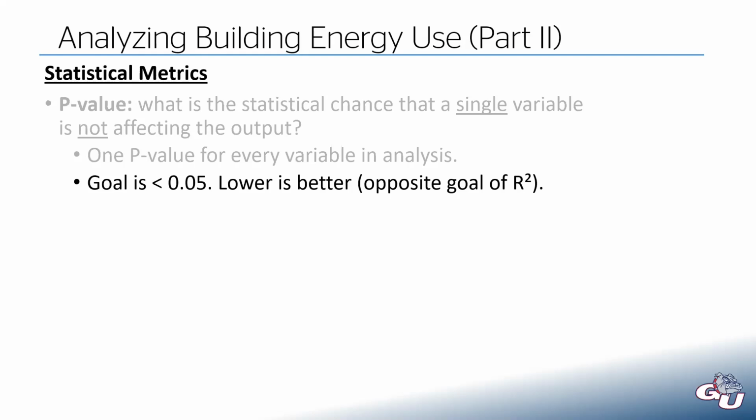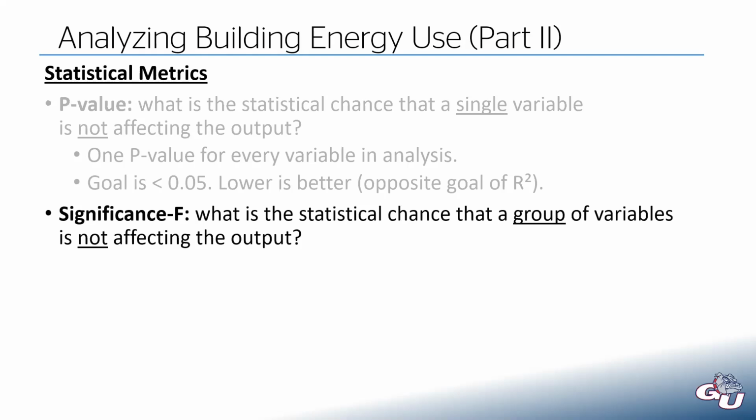So if one of your variables had a p-value of 0.05, that would say there's a 5% chance that this variable is not affecting the output. Whereas we want it to affect the output. So that's why a lower value is better. And you have multiple p-values because you have one for every variable you throw into the analysis.